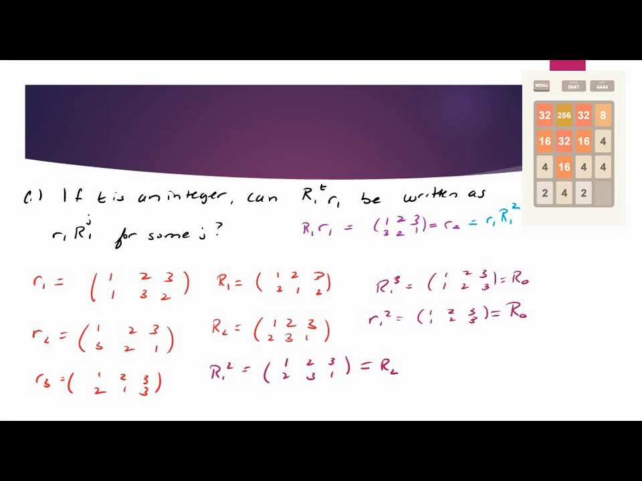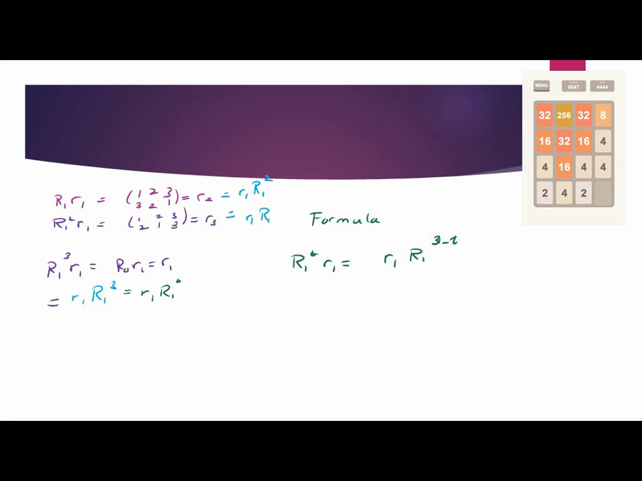Okay, next one: if t is an integer, can r1 to the t composed with little r1 be written as little r1 composed with r1 to the j for some j? What you should have realized from direct computation is, so I did the computations here so I could compare the two, whatever this t is over here, you should get 3 minus t over here. That's just looking at the patterns.